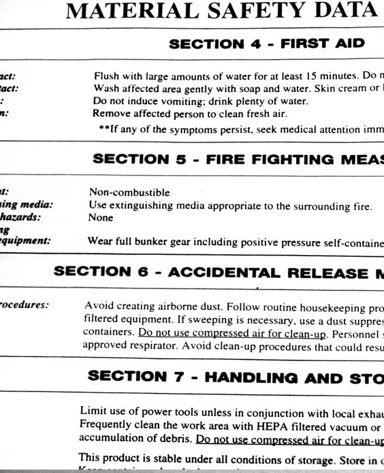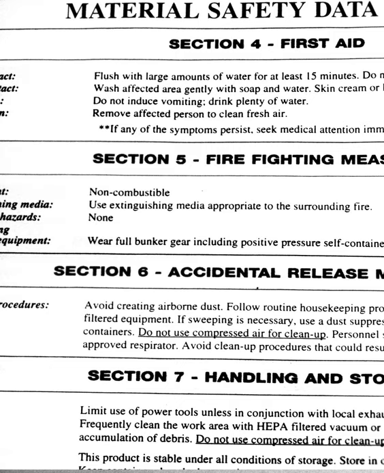Section 5, firefighting measures. 5.1, extinguishing media. 5.2. Special hazards arising from the substance or mixture. 5.3. Advice for firefighters. Section 6, accidental release measures. 6.1. Personal precautions, protective equipment and emergency procedures. 6.2. Environmental precautions. 6.3. Methods and material for containment and cleaning up. 6.4. Reference to other sections.